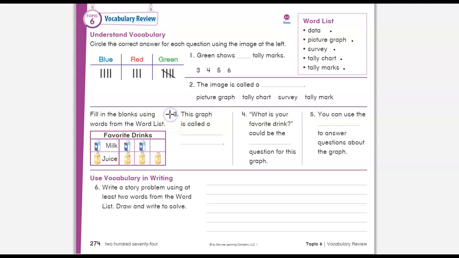Question number 3 says this graph is called a blank. This graph located here. Is this graph called a data, a picture graph, a survey, a tally chart, or a tally marks? Write the word that goes in the blank for number 3. This graph is called a blank. For this graph located here, write the word in the blank for number 3.